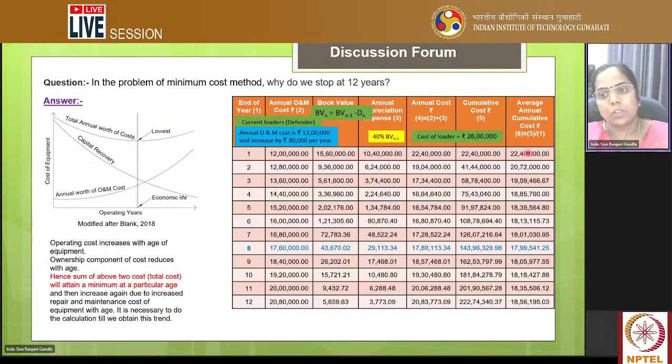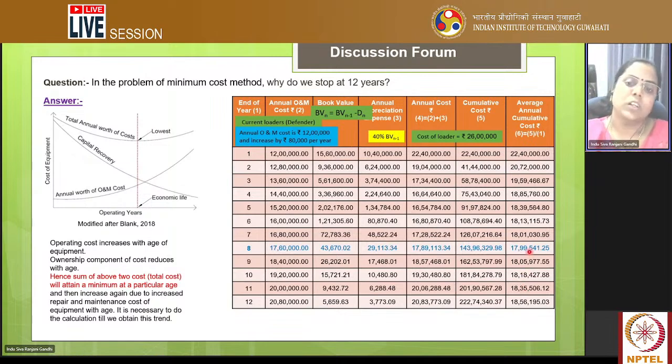You can see that your cost keeps reducing and it has reached the minimum value at the age of 8 years. That means this is my economic life. This is the optimum replacement time for my machine. Beyond this, if I try to hold my machine with me, I can see that my cost is going to increase. Why is it increasing? Maybe because it is a very old machine, because of frequent breakdown and repair, increasing operating cost.